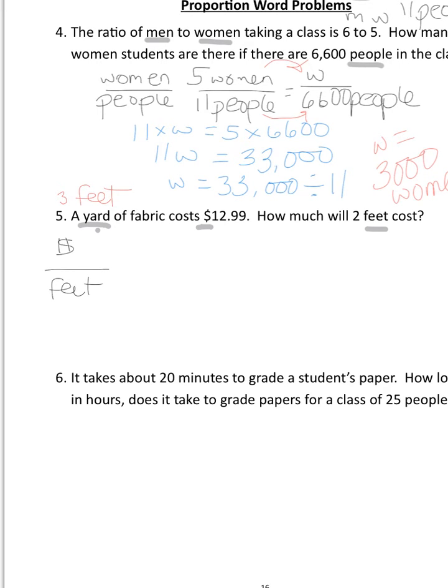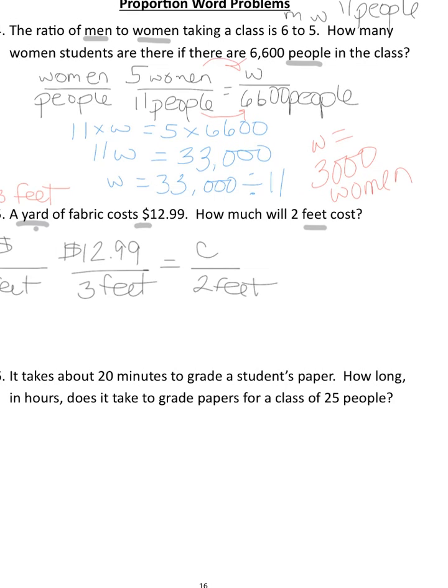So we know that a yard, which is $12.99, and a yard is equal to 3 feet. So when it says a yard of fabric costs $12.99, we can say that 3 feet cost $12.99. We want to know how much will 2 feet cost.